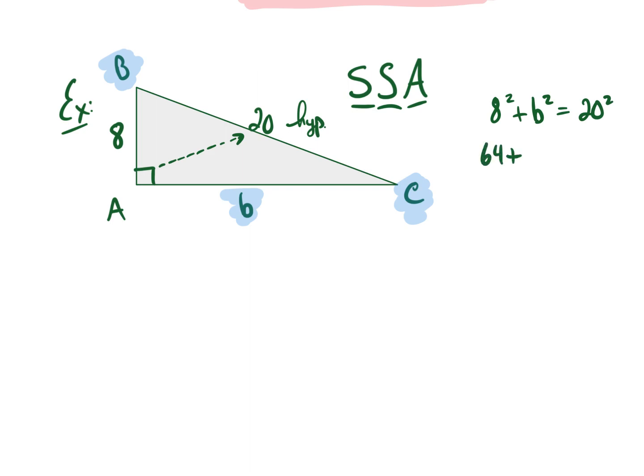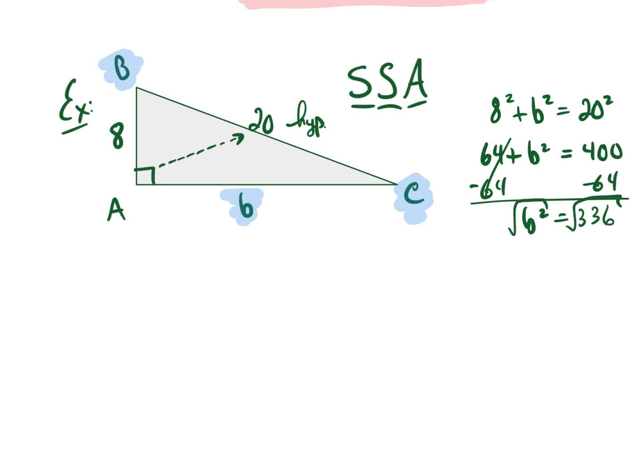So we just dig out our calculators. 8 squared is 64. 20 squared is 400. We move positive 64 to the other side by subtraction, so b squared is going to be equal to 336. And we get rid of the power of 2 by taking the square root, again, inverses. So b is equal to the square root of 336, which is approximately 18.3.